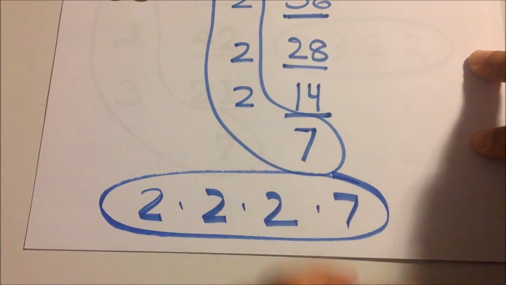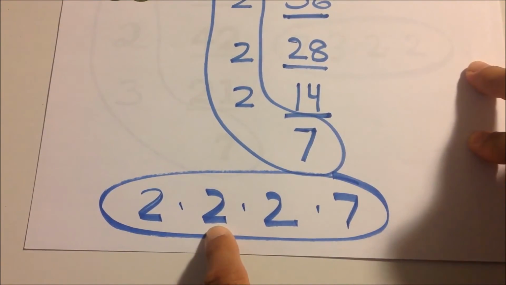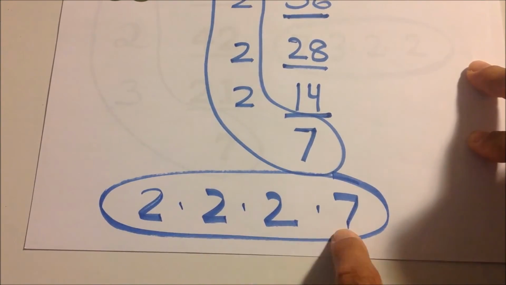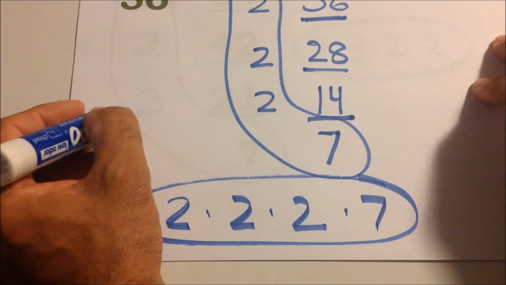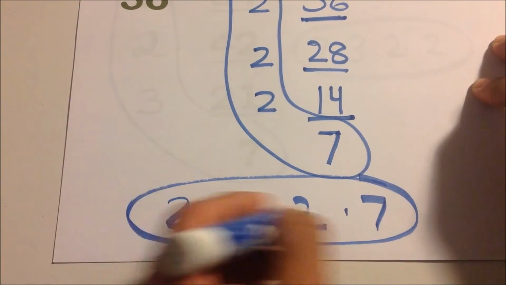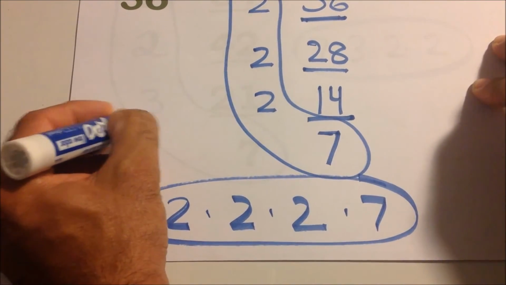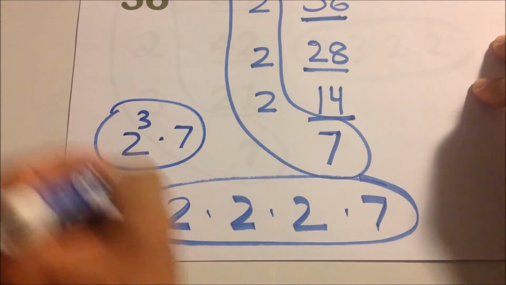And you want to double check. What's 2 times 2? It's 4. 4 times 2 is 8. 8 times 7 is 56. And you can also write it as exponents. There's 3 2's here. You'll get an 8, so that's 2 cubed times 7. So you can also write it like that.